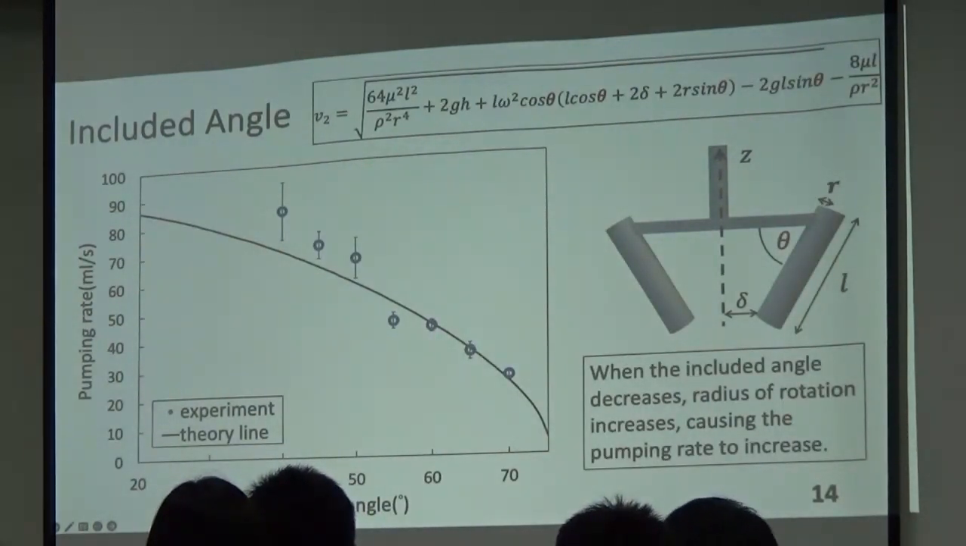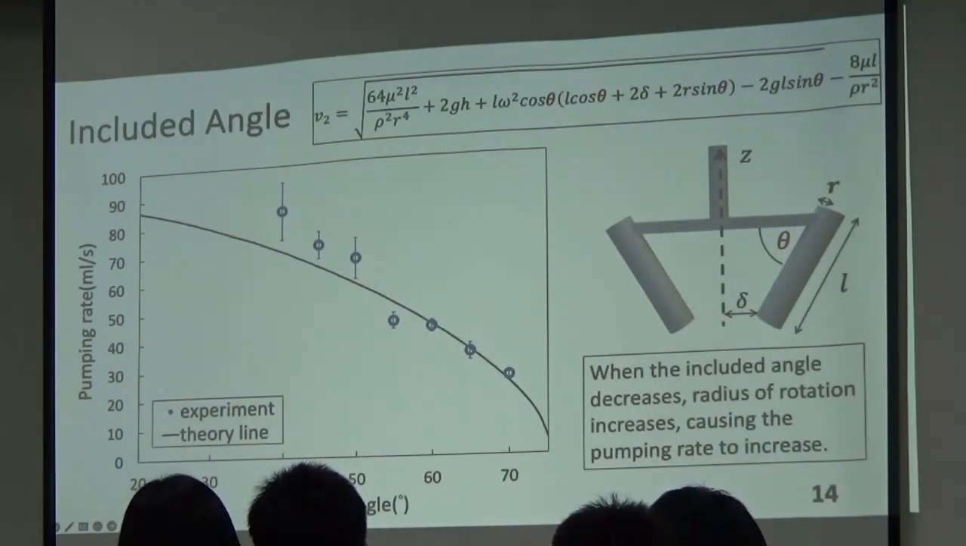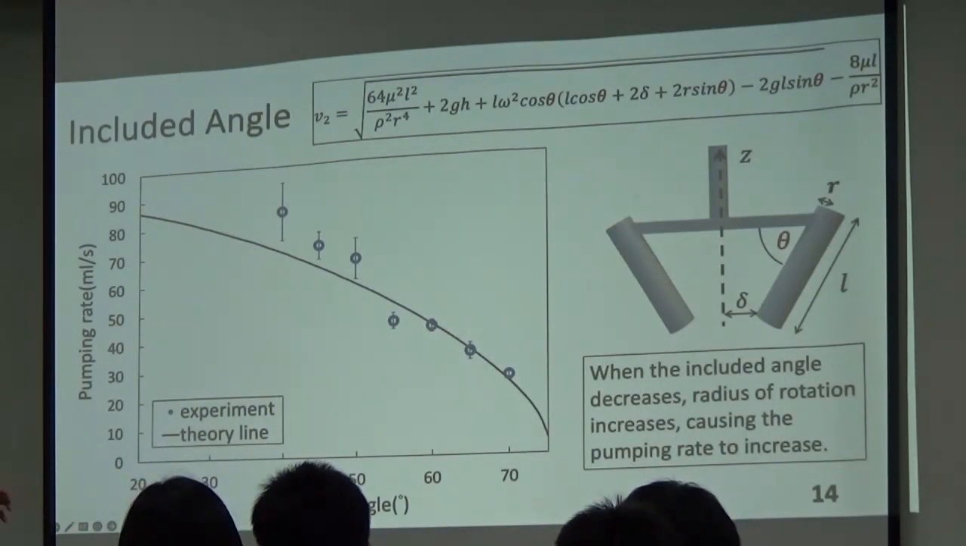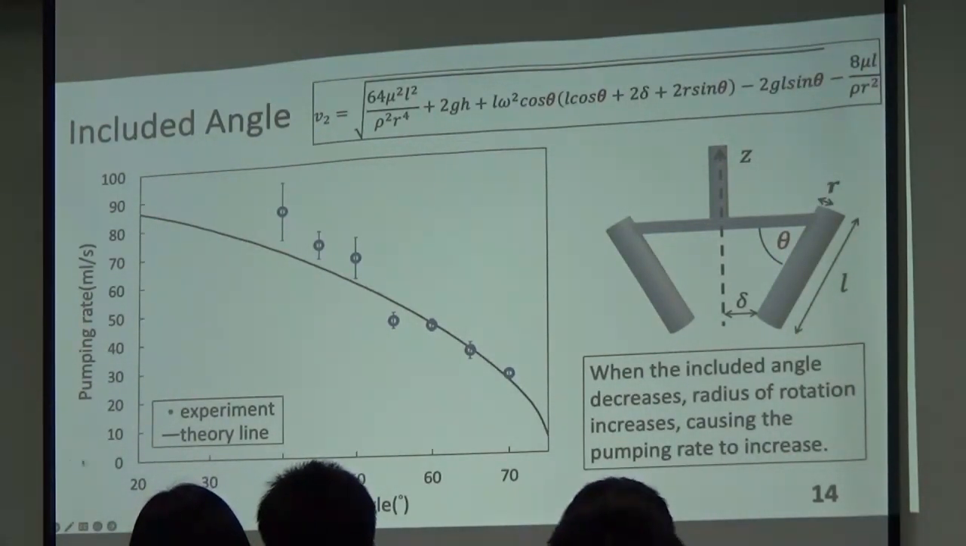And as you can see in this chart, the x-axis is the included angle, and the y-axis is the pumping rate. And when the included angle decreases, the radius of the rotation will increase, and also the height that the water needs to climb will become smaller, which represents that the gravitational potential energy that the water needs to overcome will become smaller, so that it will be easier for the water to flow out. Thus, the pumping rate will increase.